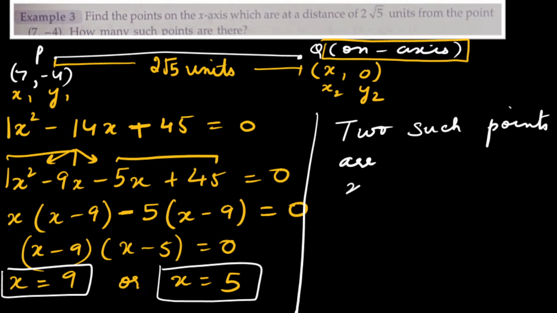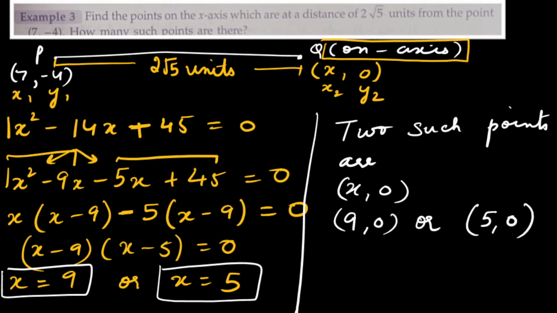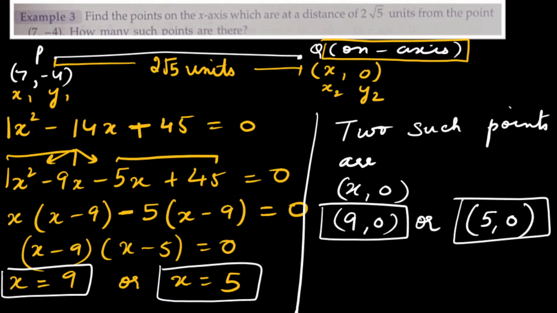Our point was in the form x comma 0. We were finding point Q. So either the point can be 9 comma 0 or it can be 5 comma 0. So these are the 2 points, the possible coordinates of Q: 9 comma 0 and 5 comma 0, because the answer should be in coordinate form.